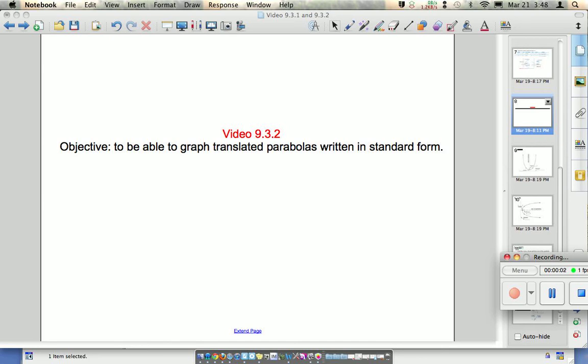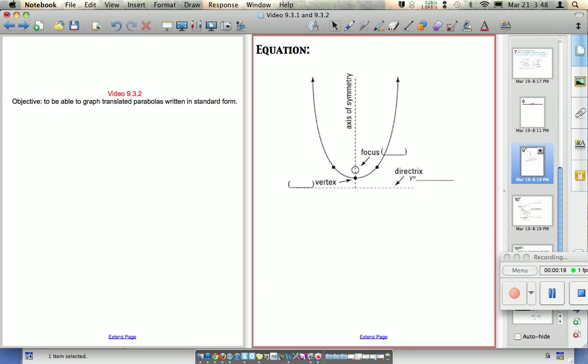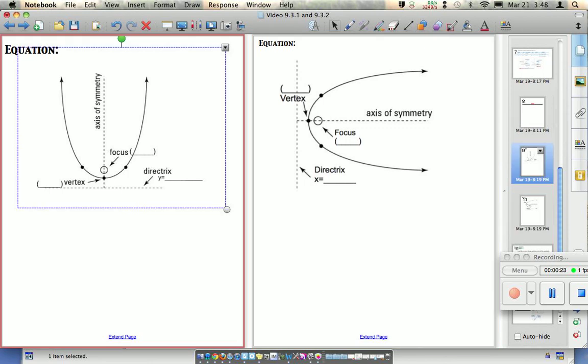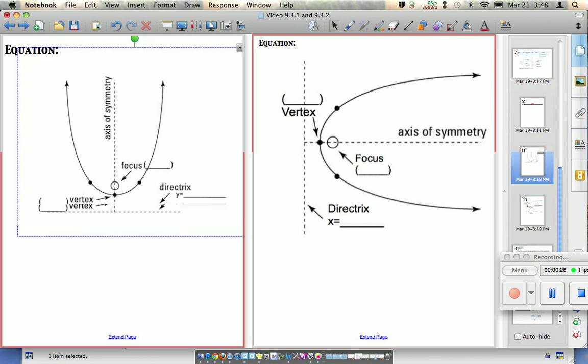This is video 932, and the goal of this video is to be able to graph translated parabolas written in standard form. So we briefly touched base with this in class, but we're going to look at the notes that came along with that. So you'll want your notes sheet because we're going to add the graphs and the notation into our notes. So we're going to do them simultaneously because there's a lot of similarities between these two pictures, even though one is vertically oriented and one is horizontally. So let's take a look.